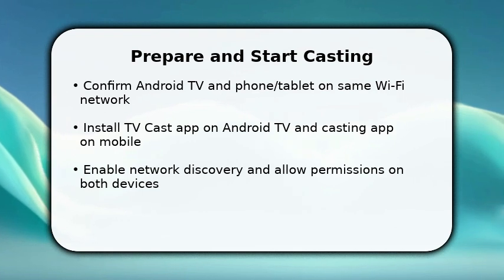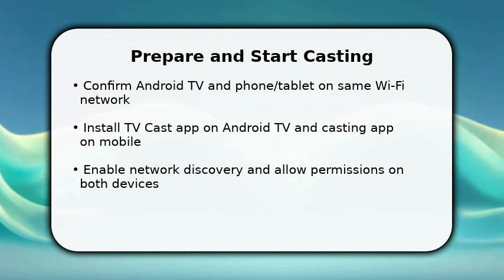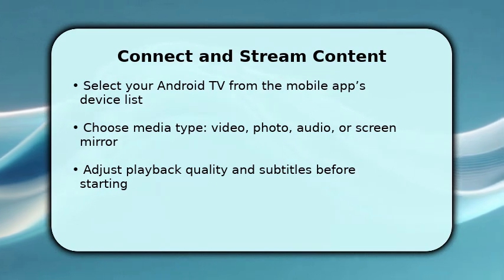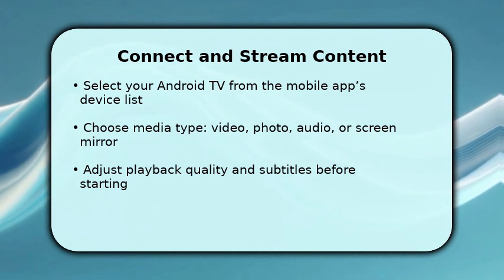Now tap Scan in the mobile app to find the TV. This immediate pairing starts the casting handshake and readies you to send content. After your phone finds the Android TV, select it to establish the casting session. You will see a confirmation on the TV.